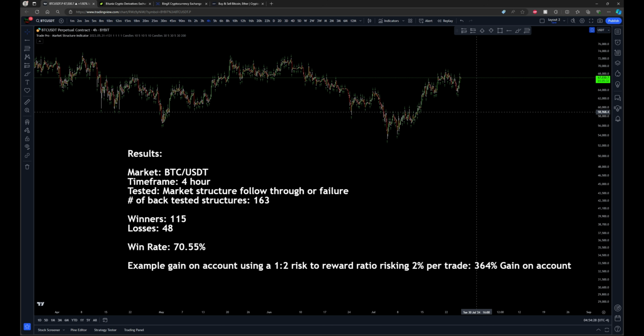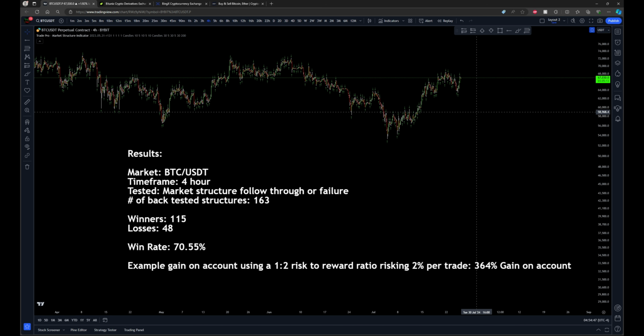115 of those were followed through, 48 were breaks in structure, which are considered losses. And then that gives it a 70.55% win rate. So this gives you a significant edge for follow through in one direction or another. And then I just kind of put this out for fun.